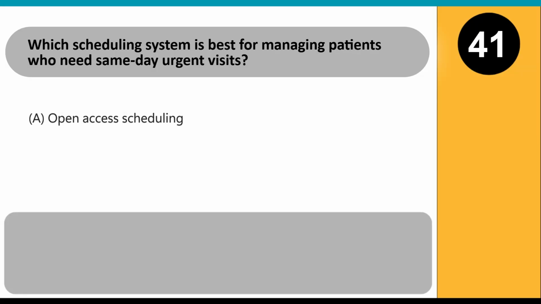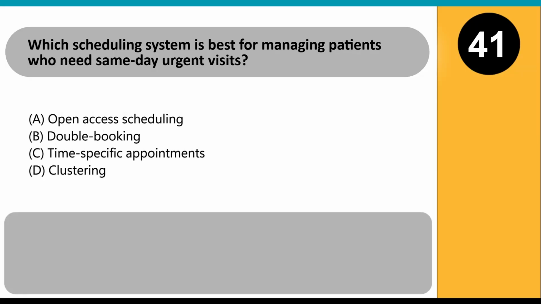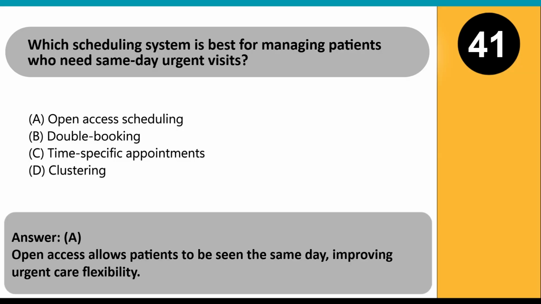Which scheduling system is best for managing patients who need same-day urgent visits? A. Open access scheduling. B. Double booking. C. Time-specific appointments. D. Clustering. Answer A. Open access allows patients to be seen the same day, improving urgent care flexibility.